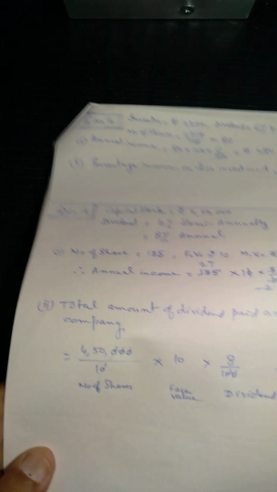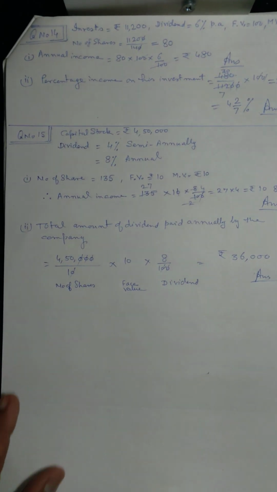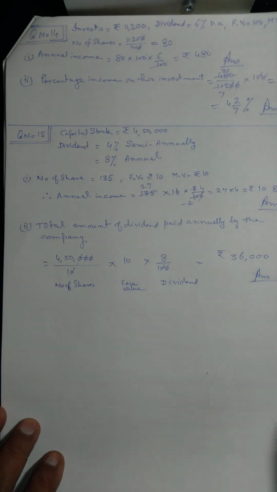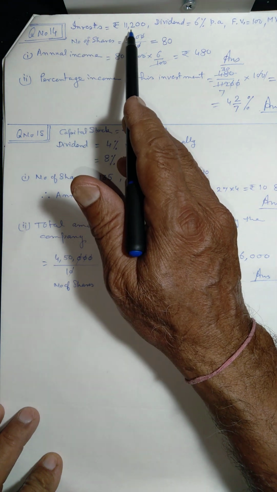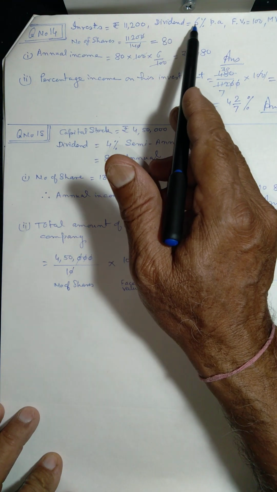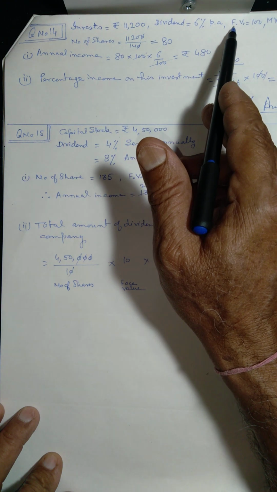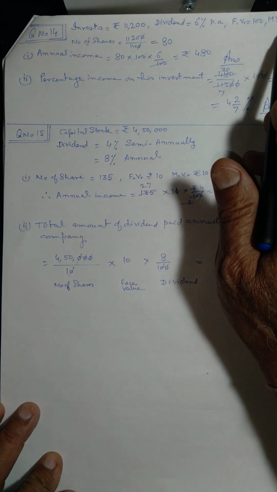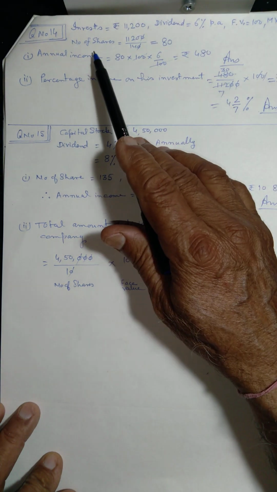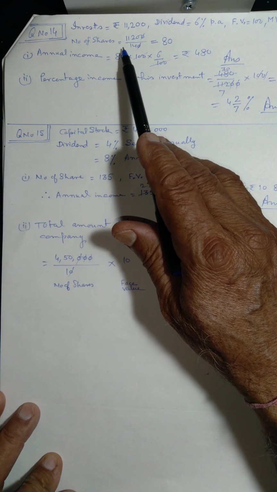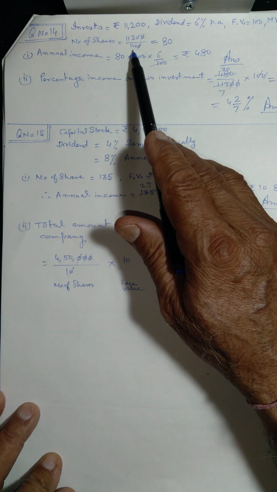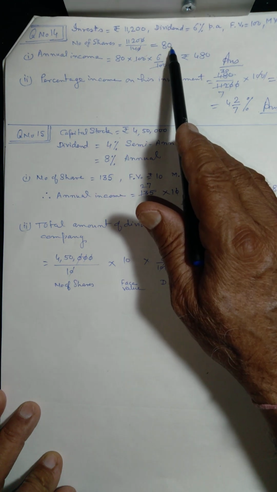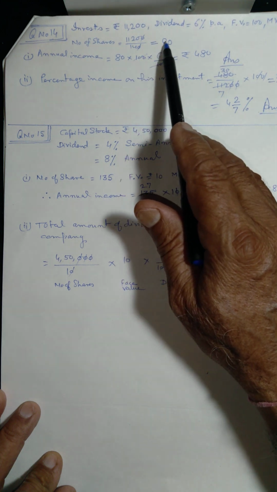Now let us proceed to question number 14. Here the investment is 11,200. Dividend is 6% per annum. Face value is 100. Market value is 140. So the number of shares will be equal to 11,200 whole divided by 140. You solve it, you will get 80. So the number of shares is 80.